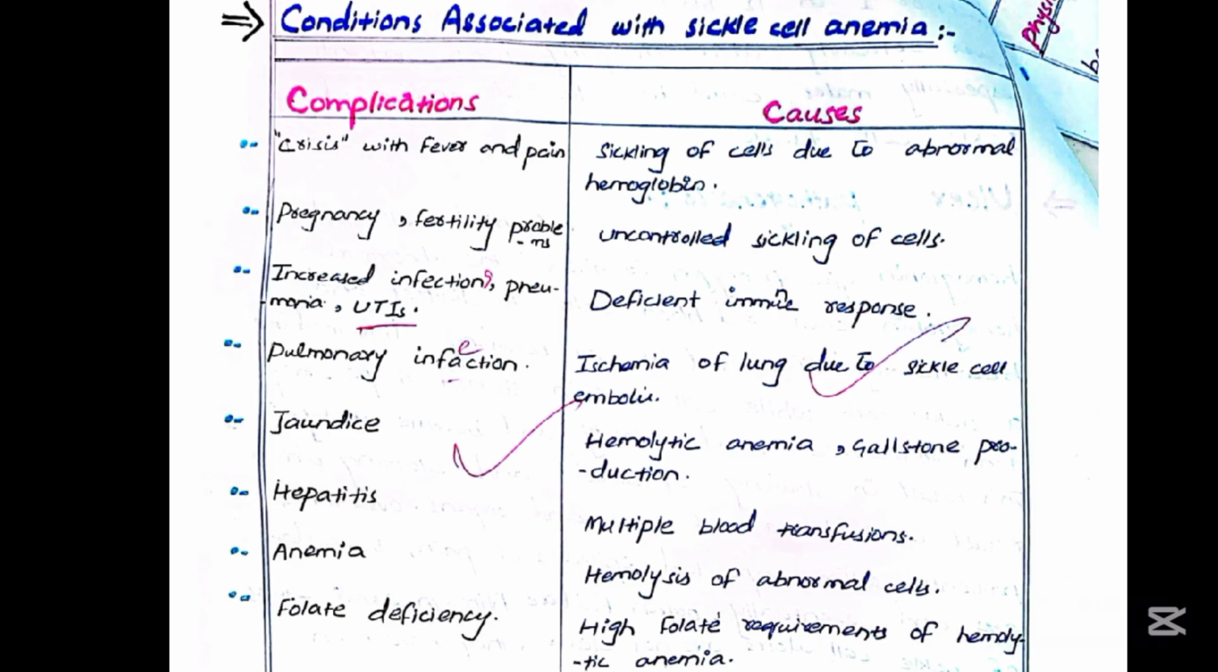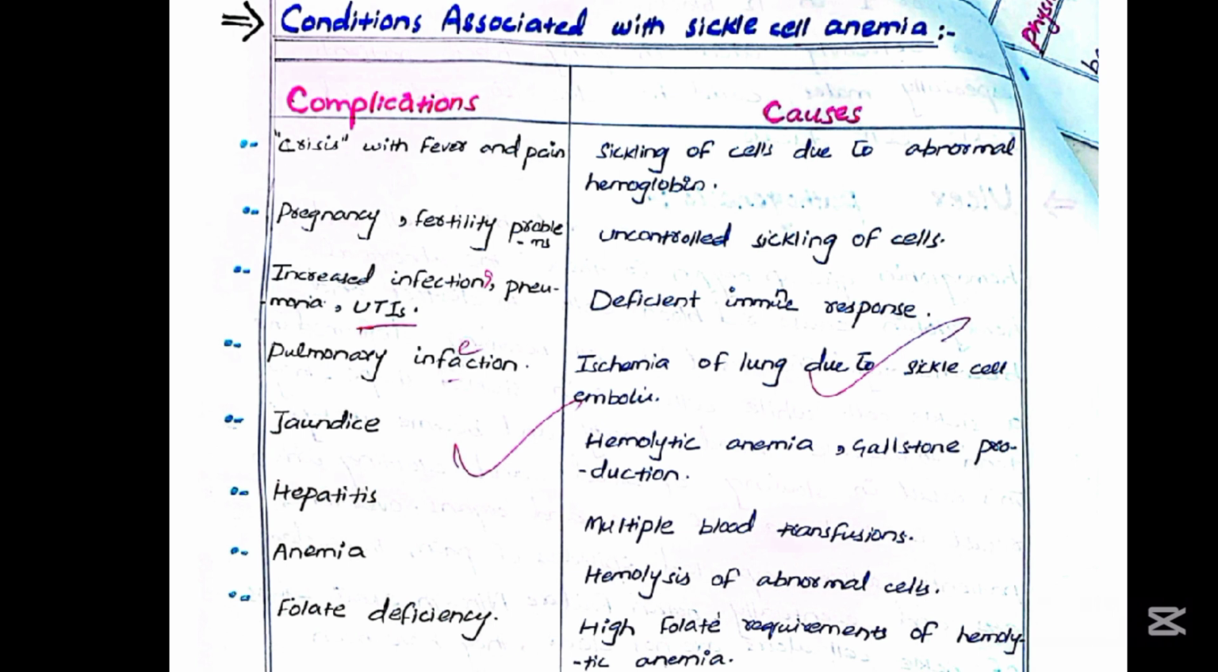Now moving forward, conditions associated with sickle cell anemia. What are the complications and their causes? Number 1: crisis with fever and pain, caused by sickling of cells due to abnormal hemoglobin. Number 2: pregnancy and fertility problems, caused by uncontrolled sickling of cells. Number 3: increased infections, pneumonia, and UTIs, caused by a deficient immune response. Complication number 4: pulmonary infarction. Its cause is ischemia of the lung due to sickle cell emboli.